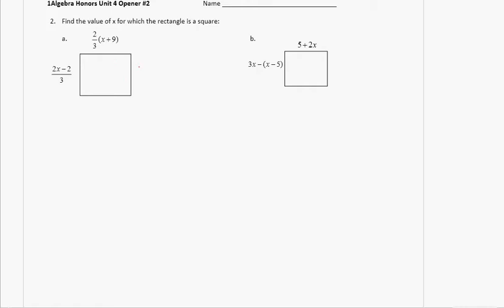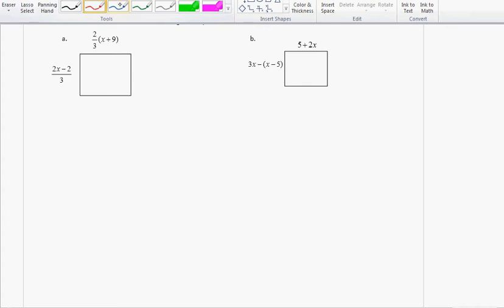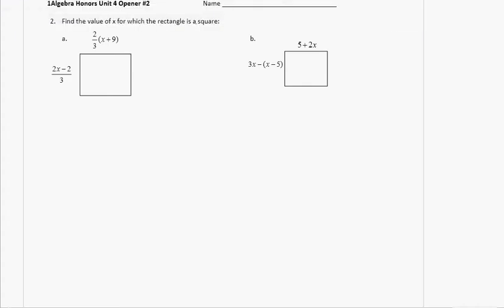So our task is to find the value of x for which the rectangle is a square, and what that means, of course, is that this side must be the same length as this side, so this quantity must be equal to this quantity. So I'm going to write this equation, (2x minus 2) over 3 is equal to 2/3 times the quantity x plus 9.